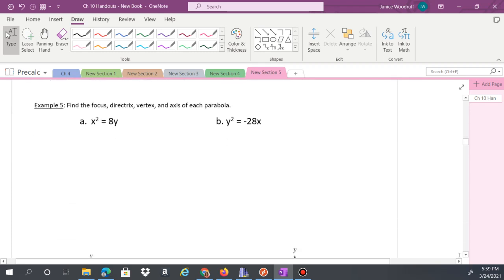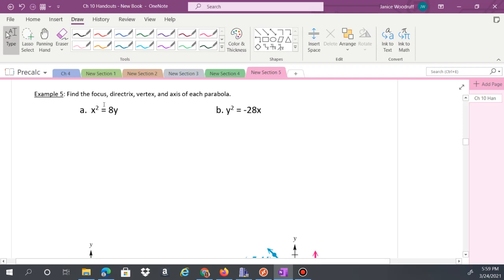Okay, so let's take a look at these. These actually have the graphs down here, but I want to show you how to go through these. First of all, you're going to look at this just to learn things about the parabola. This is x squared, which means this is vertical, up and down. Is it going up or is it going down? Look at this. This is positive. So positive 8 means it's going to go up.